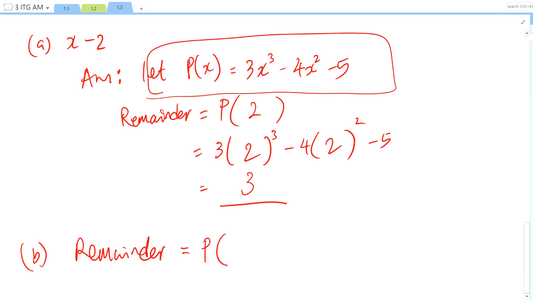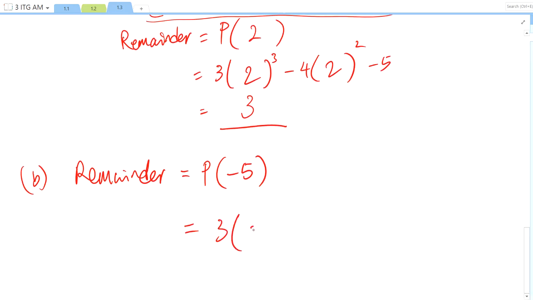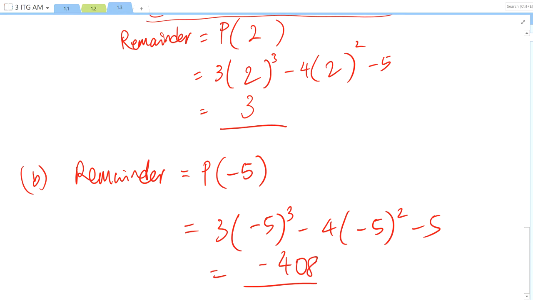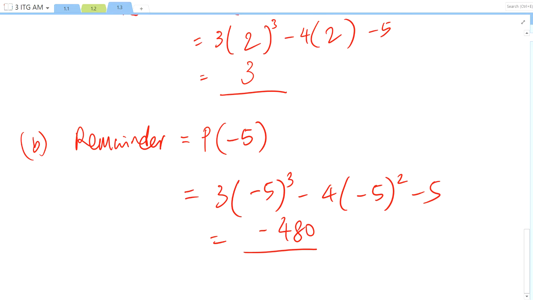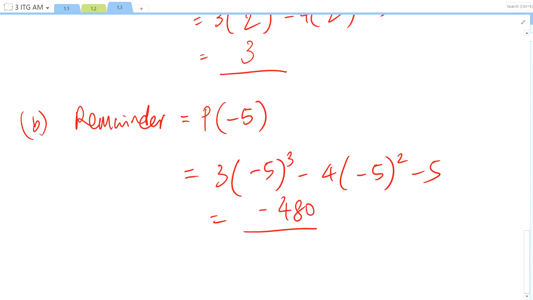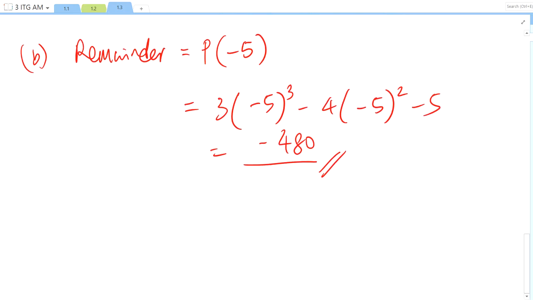Remainder will therefore be p(x) equals, p(x) where x equals? What's the value of x? Negative 5. Substitute in. 3 times negative 5 cubed minus 4 times negative 5 squared minus 5. What's the answer? 480. Is this the correct answer at the back? You must check your answer at the back. Okay, very good. So you see, instead of writing when x equals negative 5, I can simply write p of negative 5. Okay? Now let's do part C.